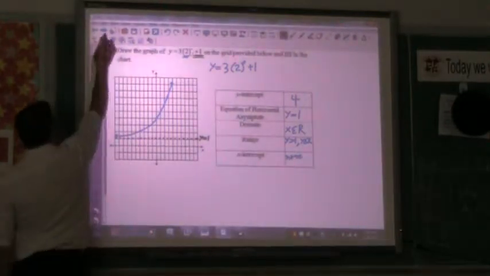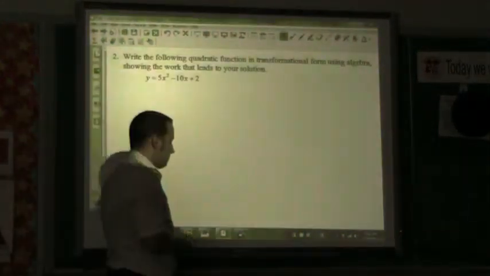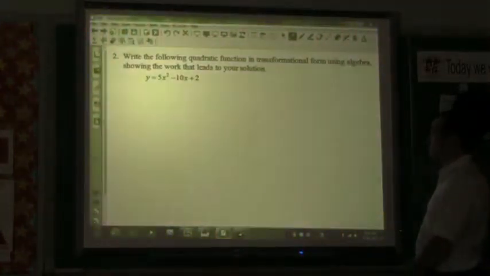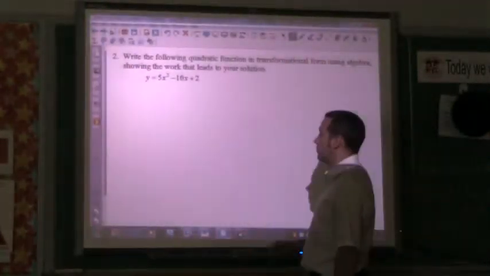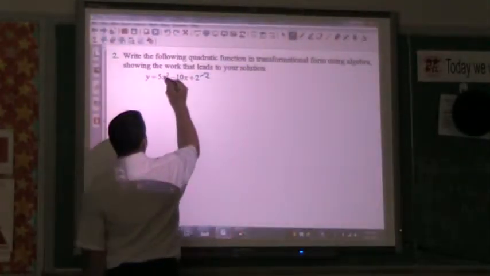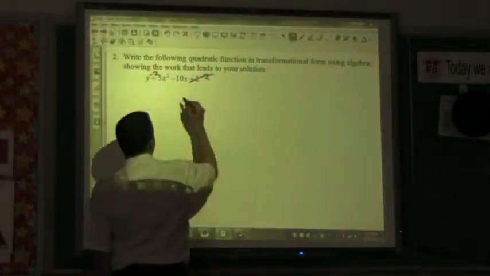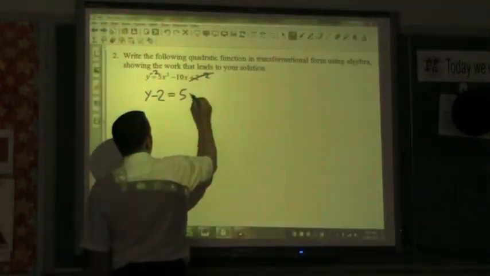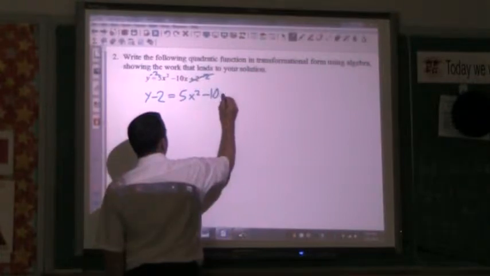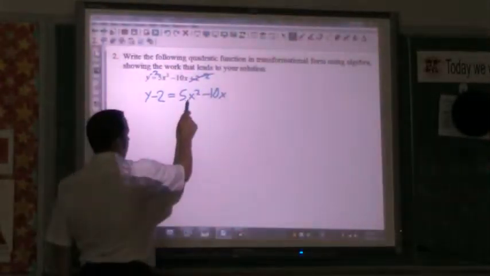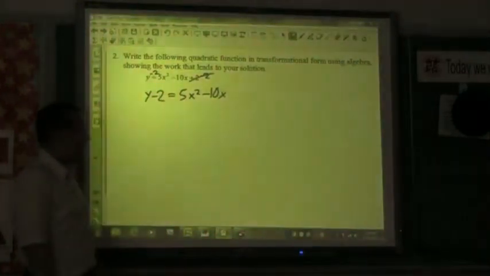All right, next question. Write the following equation in transformational form. So that's where we're going to be completing the square. First step in completing the square is we take the number to the other side. y subtract 2 equals 5x squared minus 10x.